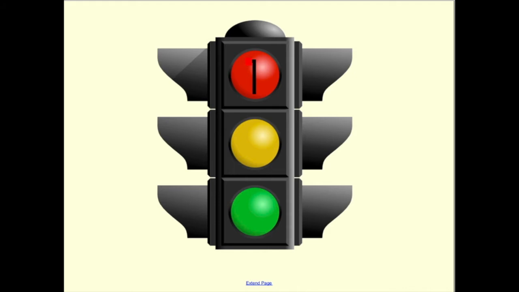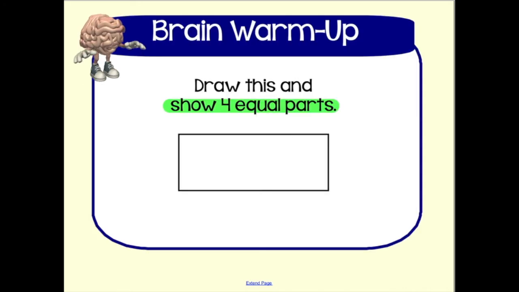Okay, number 1 is our brain warm-up. I want you to draw this and show 4 equal parts. It's a rectangle. 2 long sides and 2 short sides. If you need more time to draw this, you can press pause and then press play when you're ready to continue. So there's a few ways actually that we can show 4 equal parts with this rectangle.